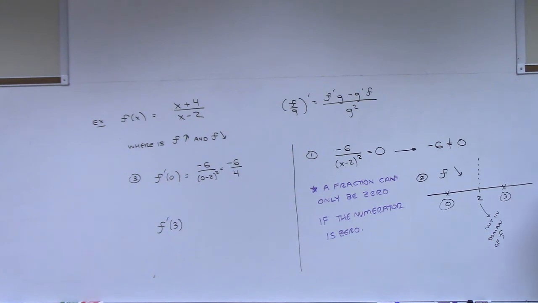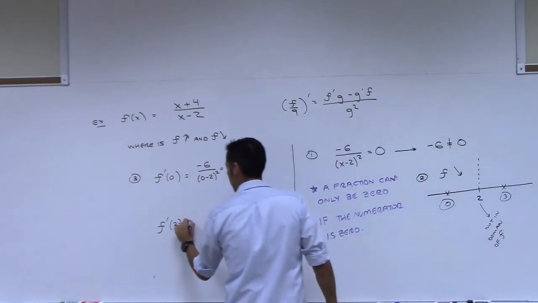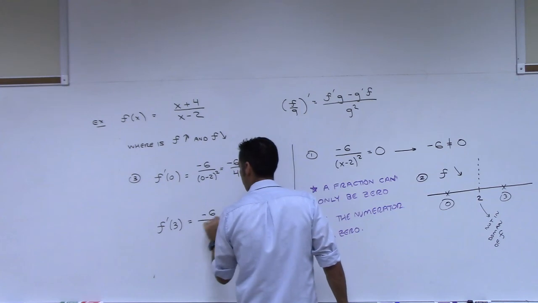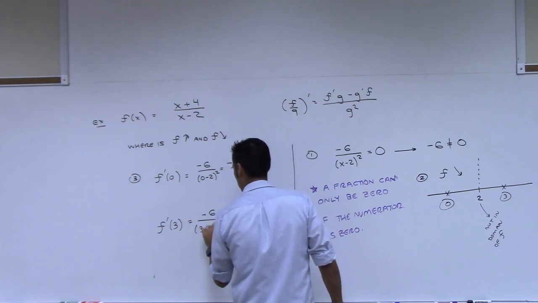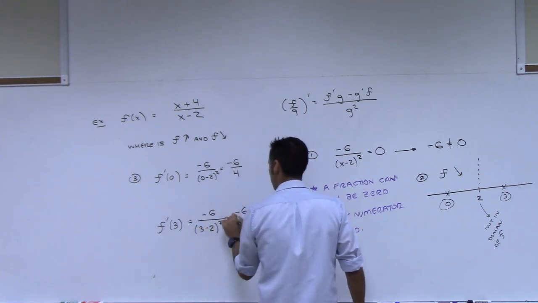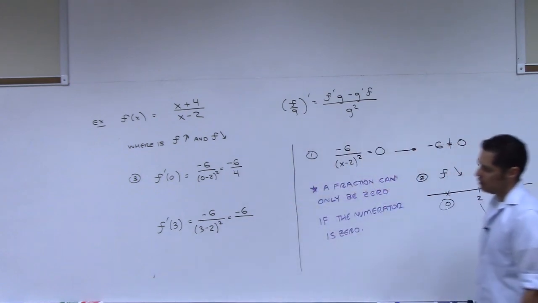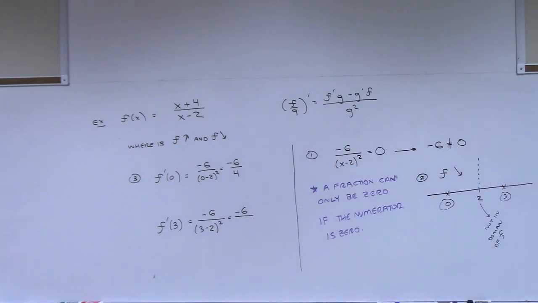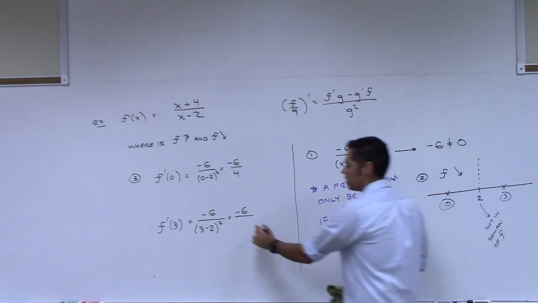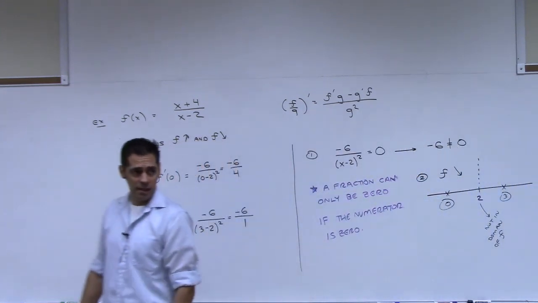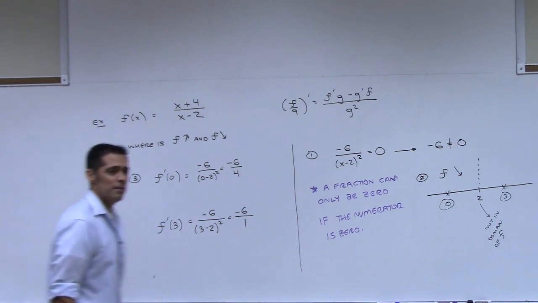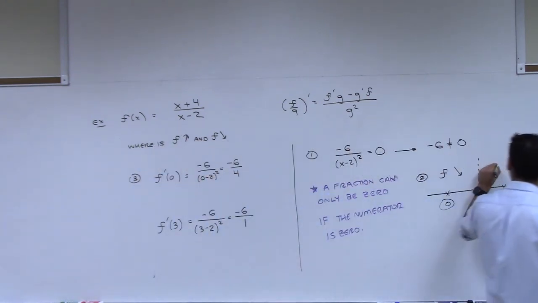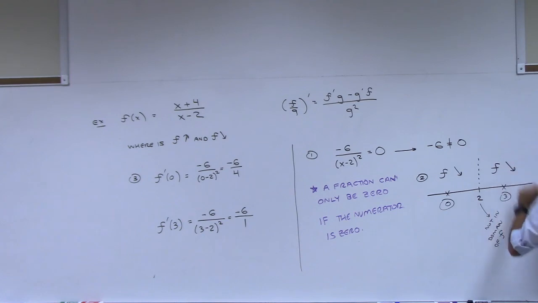What happens when you plug 3 in? You get negative 6 over what? So 3 minus 2 is 1, right? So 1 squared is 1. So you get negative 6 over 1, which is still negative, isn't it? Negative 6 over 1 is still negative. So my function's still going down. Like that.